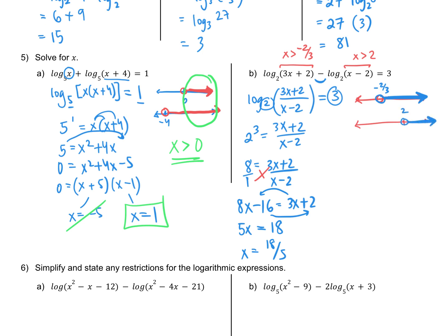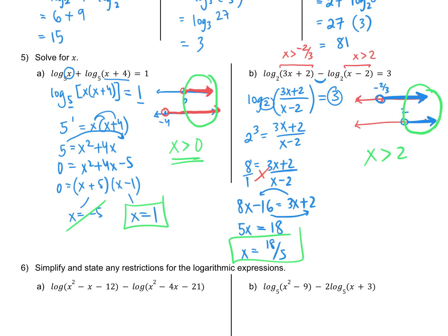And here's my restriction. The overlapping restriction is about the 2. X has to be greater than 2 for this equation. And 18 over 5 is bigger than 3. So this works. That is good.